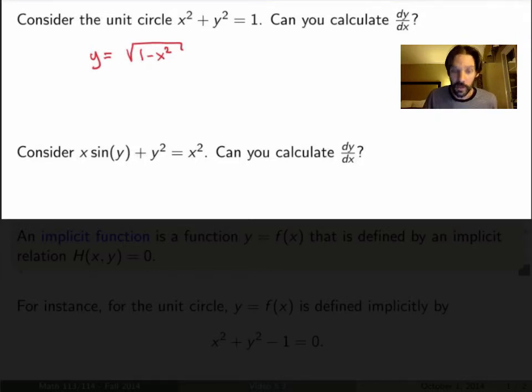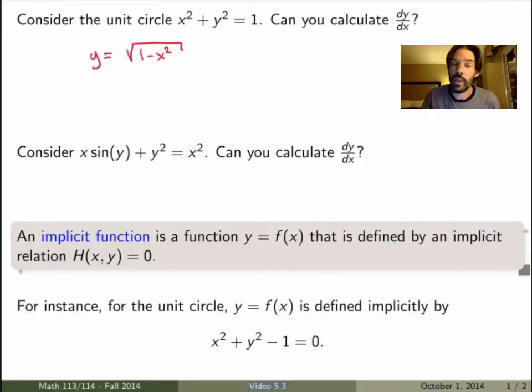Well, this is much harder. You cannot actually solve this equation for y, so there's no way you can calculate the derivative here with what we know. Okay, so what kind of function is this? This is very crazy looking. It's got a name. This is called an implicit function. So what is an implicit function? Well, this is a function y equals f of x that is not defined explicitly but only implicitly. So it's defined by a relation.